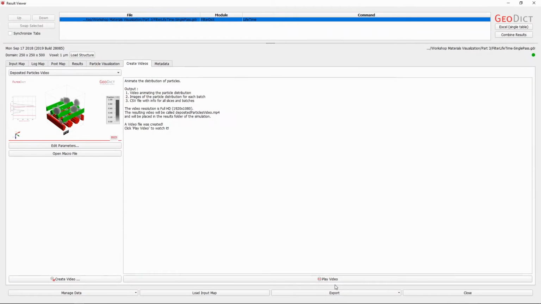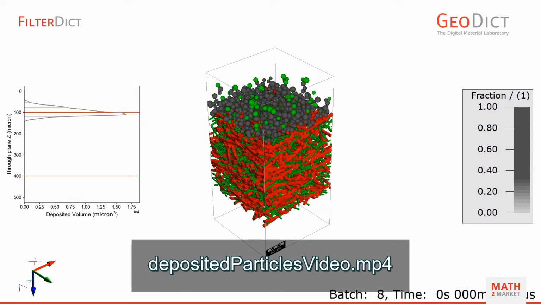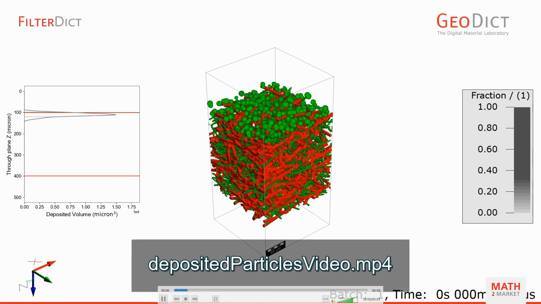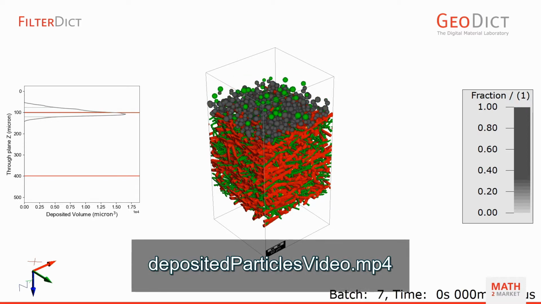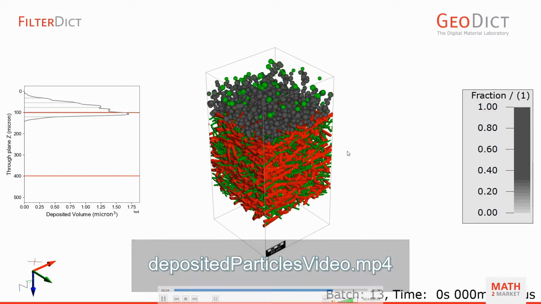What we can see now in the video is a 3D visualization of our filter media with the animated filter simulation process, namely how the filter gets clogged over time by the particles. In the center of the video we have our filter media, created from two different fiber types with different diameters, in red and in green.